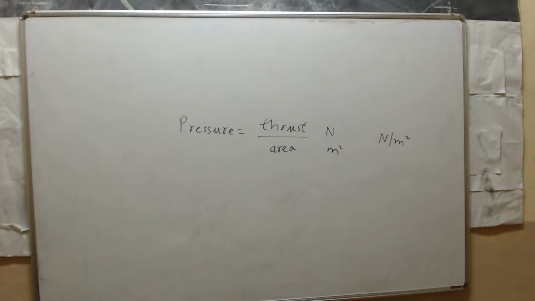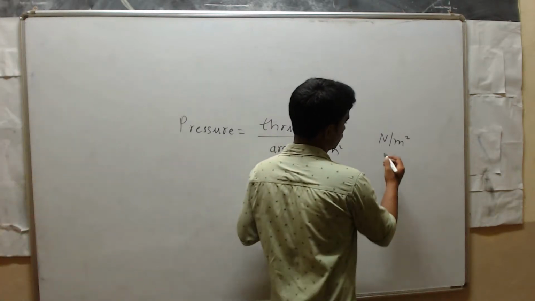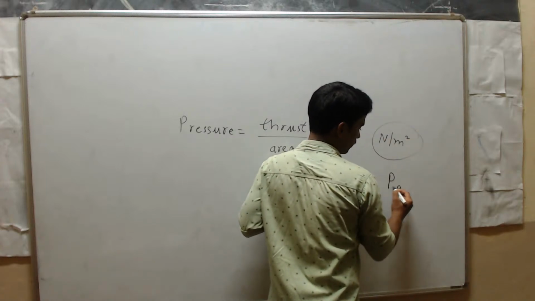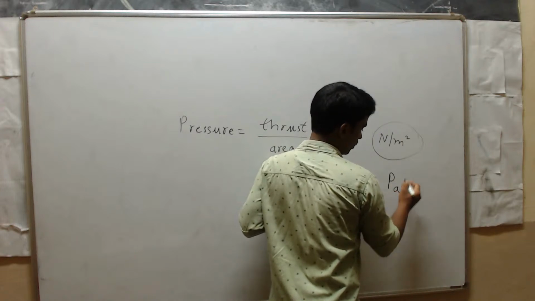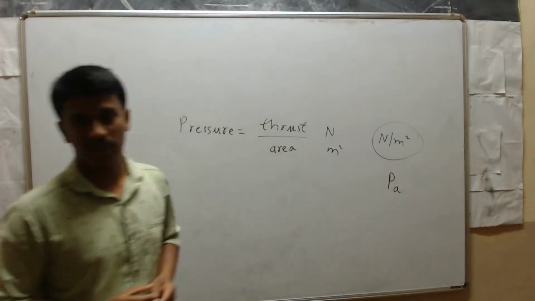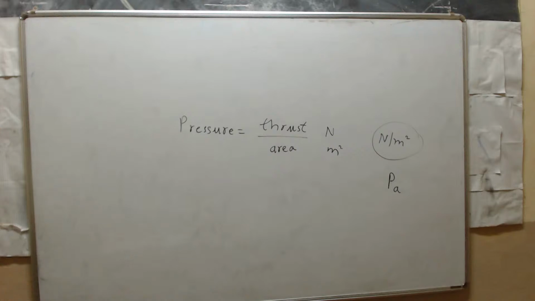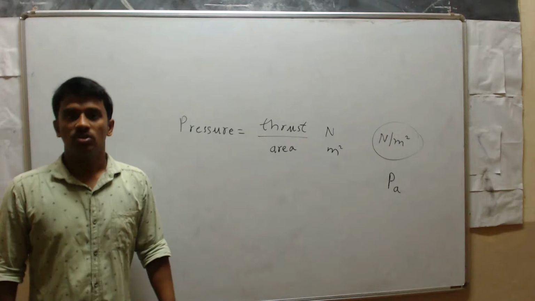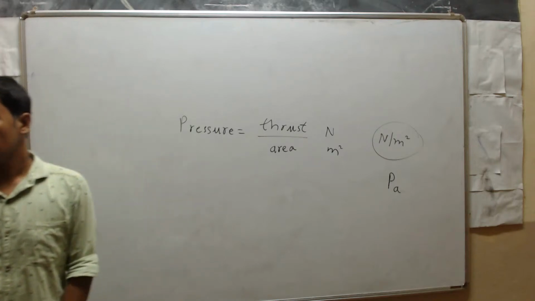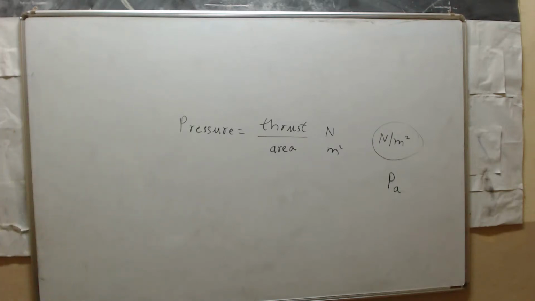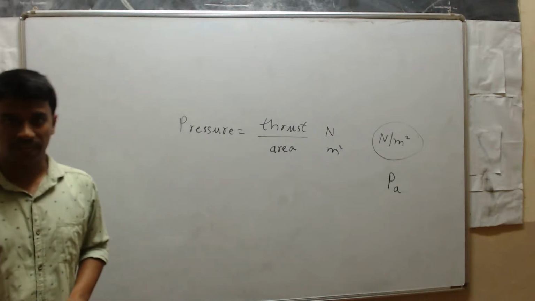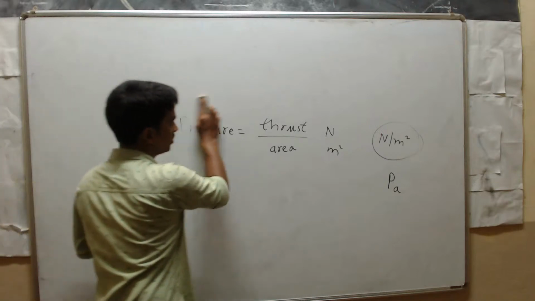One more result: instead of this Newton per meter square, we use Pa, that is Pascal. That scientist's name is Blaise Pascal. So Pascal is the SI unit of pressure. What is pressure? Pressure means thrust by area. So clear, right? When pressure increases and when pressure decreases.